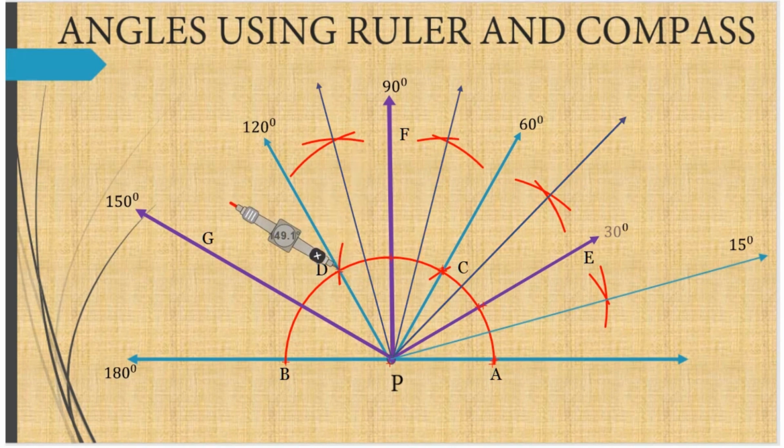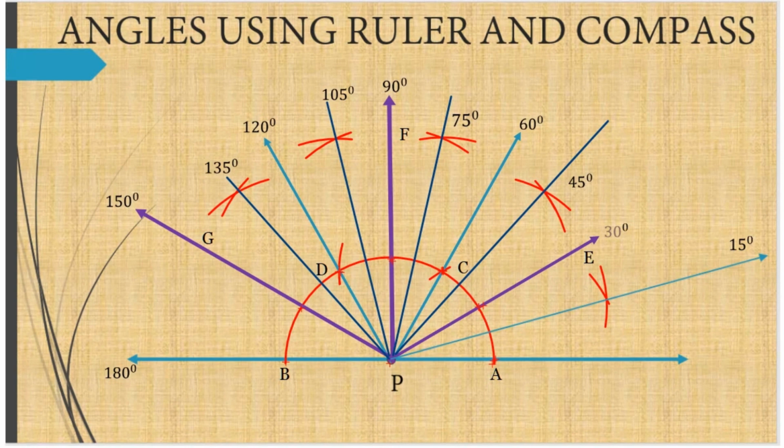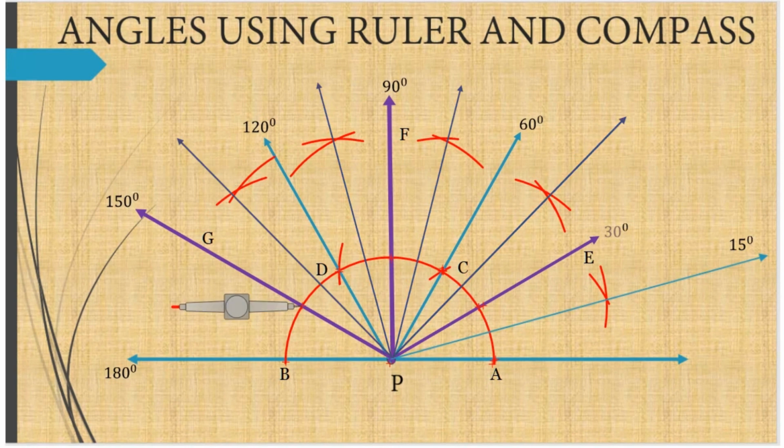Now use D along with the point where 150 arm cuts the semicircle. So these two intersect at a point, join this to P, and that gives 120 plus 15, that is 135 degrees. Now again with B as center and the point where 150 degrees arm touches the semicircle, use this as a point and draw arcs. They intersect at a point, join with P, and that gives 150 plus 15, 165 degrees.